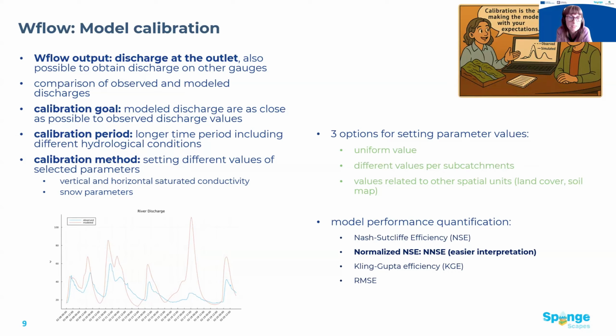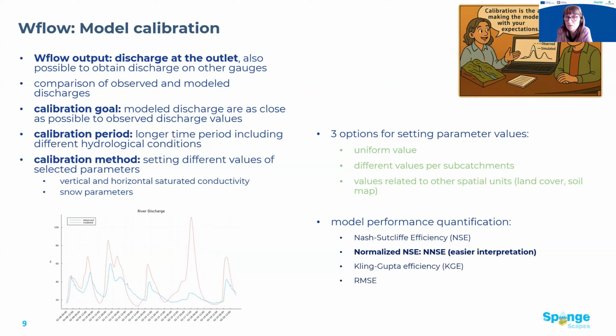So if the situation is like this, then it's calibration time. The goal of calibration is very clear. We would like to obtain model discharges that are as close as possible to observed discharge values. By that, we have to consider the calibration period. It should be longer because it includes various hydrological conditions. In WFlow calibration method, we set different values of selected parameters, such as vertical or horizontal saturated conductivity, snow parameters, and some others.